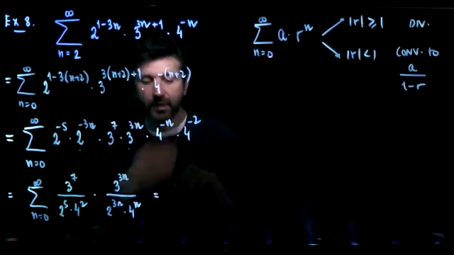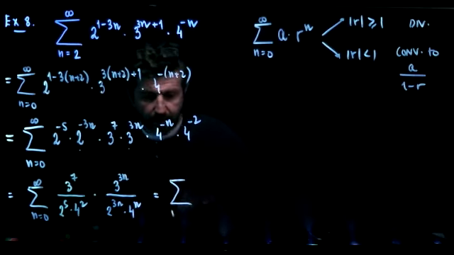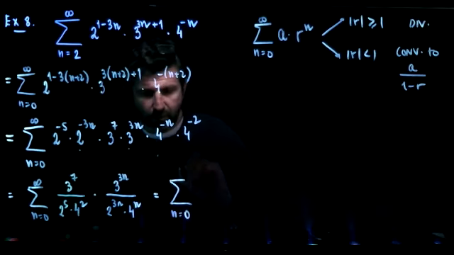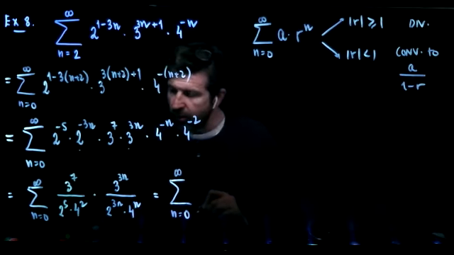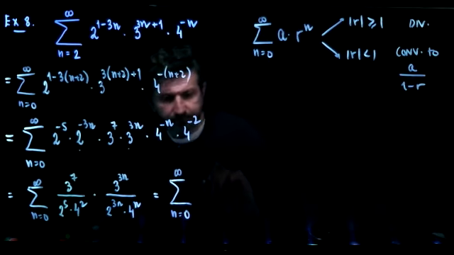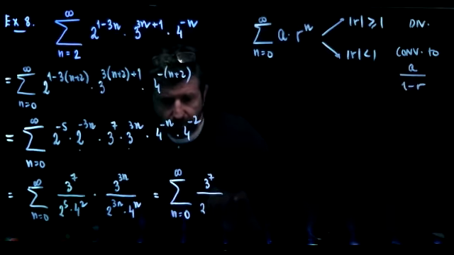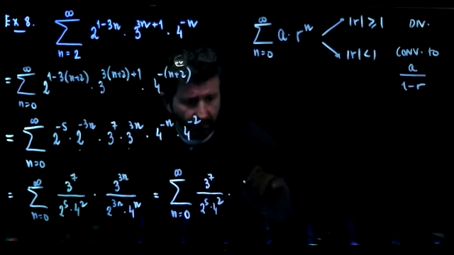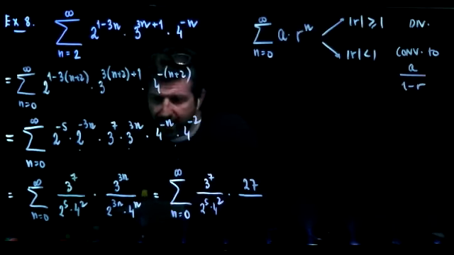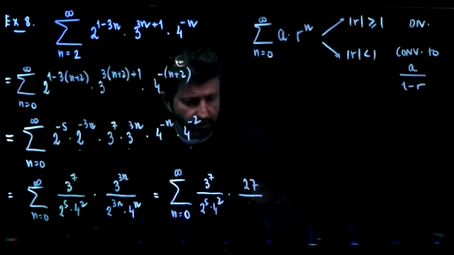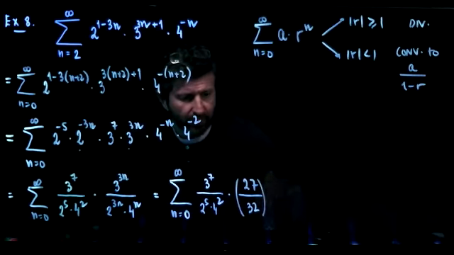Equals sum n equals 0 to infinity. So 3 power 7 over 2 power 5 times 4 power 2, times, and here I will have 27 power n over 8 times 4, which is 32, power n. So that's what I have.